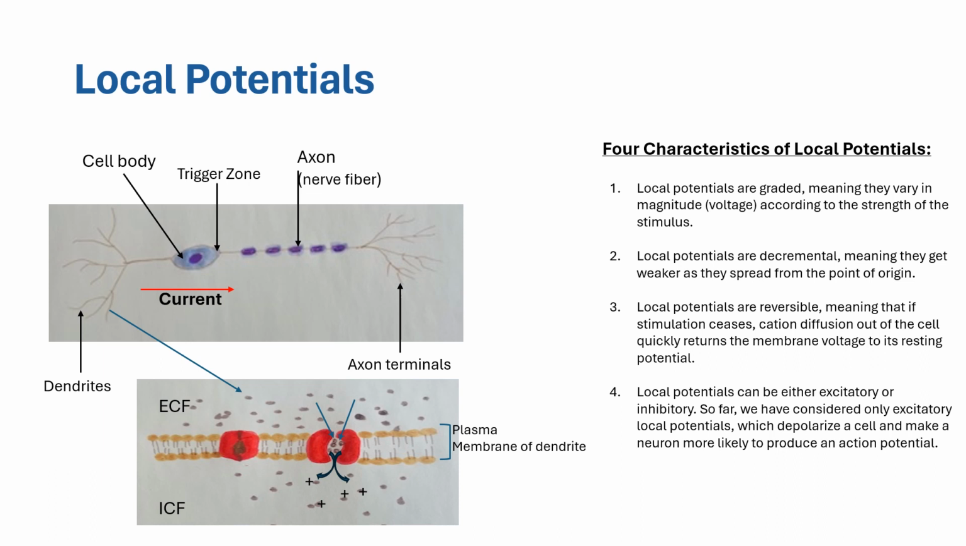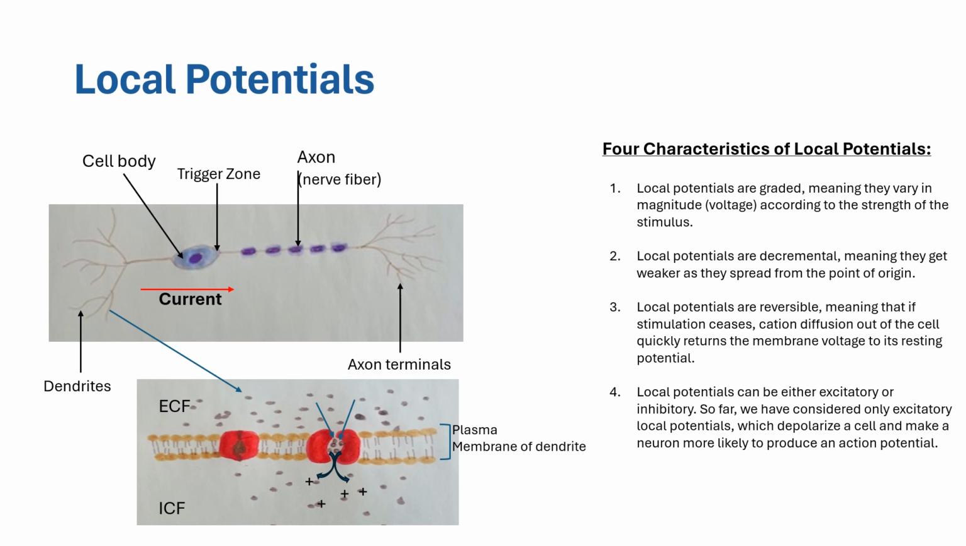This short-range change in voltage is called a local potential. 4 characteristics of local potentials are: 1, local potentials are graded, meaning they vary in magnitude, or voltage, according to the strength of the stimulus. 2, local potentials are decremental, meaning they get weaker as they spread from the point of origin.